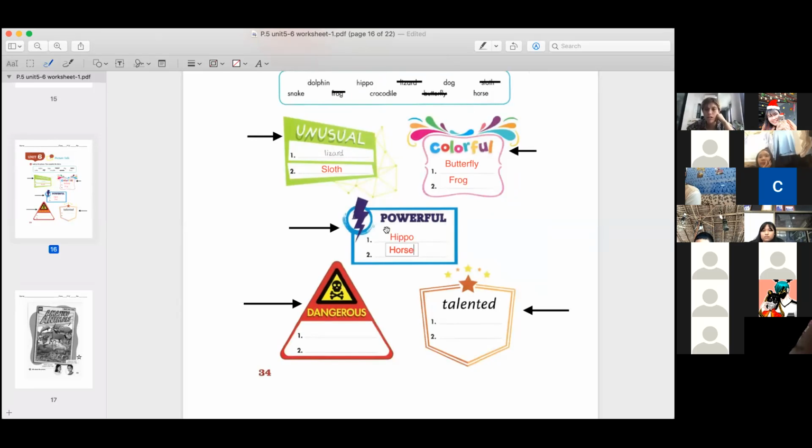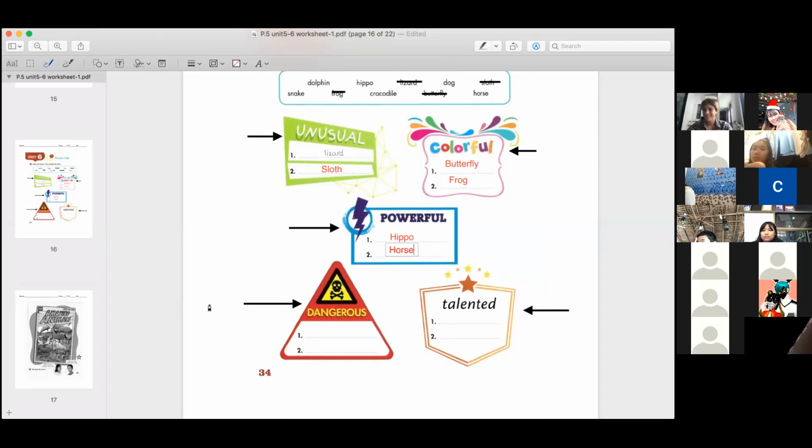Which two animals are powerful? A hippo and a horse. Yes, very good. All right, we're almost done.